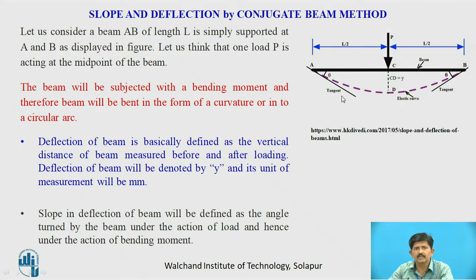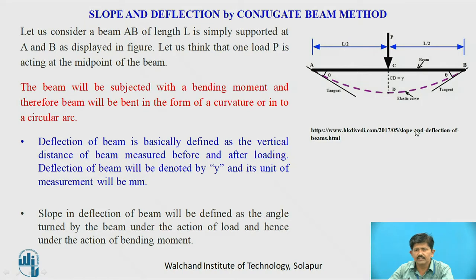Now, let us consider a beam AB of length L, simply supported at A and B, and it has a point load P at the midpoint of the beam. The beam will be subjected to bending moment and therefore will be bent in the form of a curvature or a circular arc. So, this beam will be bent in the form of a circular arc.